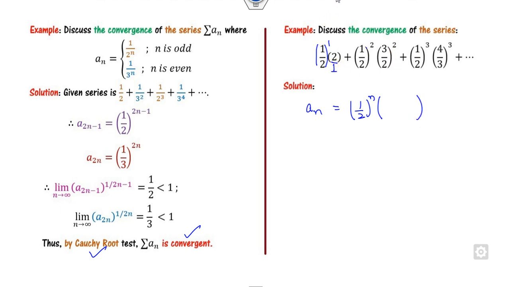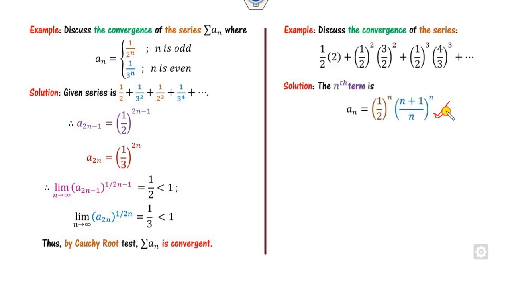I can write it as 2 over 1, 3 over 2. So the first term is 2 over 1, then 3 over 2 raised to power 2, then 4 over 3 raised to power 3. So I can write this as a_n, which is (n plus 1 over n) raised to power n, the nth term of this series.